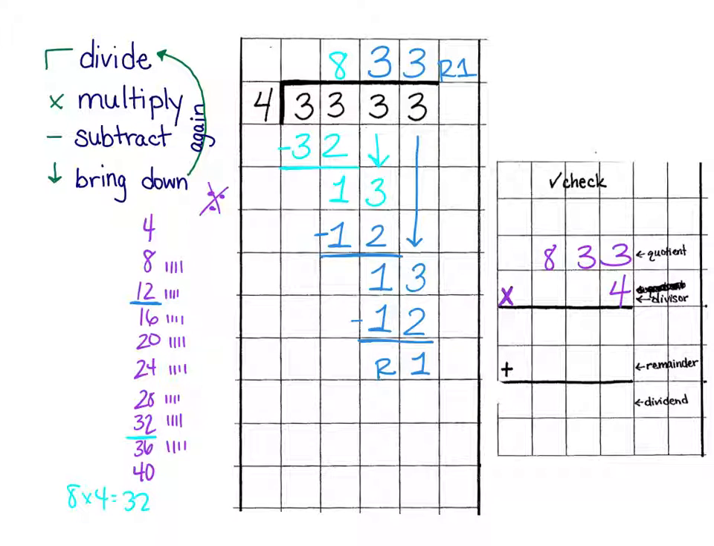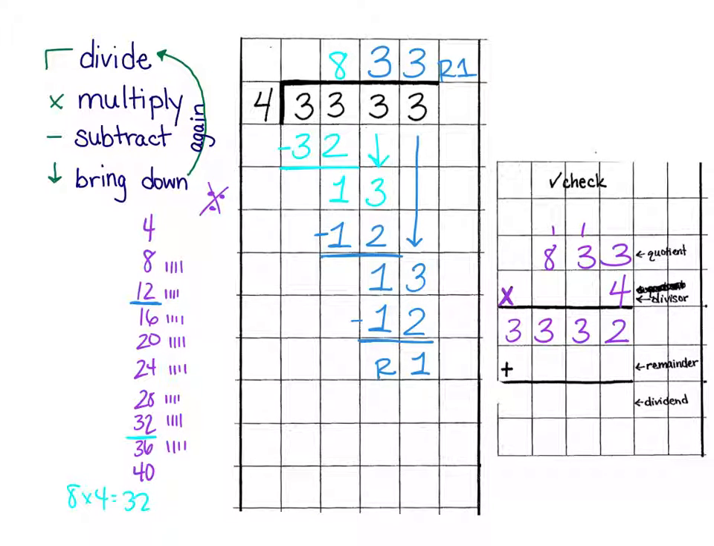So 3 times 4 is 12. 3 times 4 is 12 plus 1. Don't forget that plus 1. 13. Then we have 8 times 4. If you don't remember, come back over here. 1, 2, 3, 4, 5, 6, 7, 8. 32 plus the 1. 33.